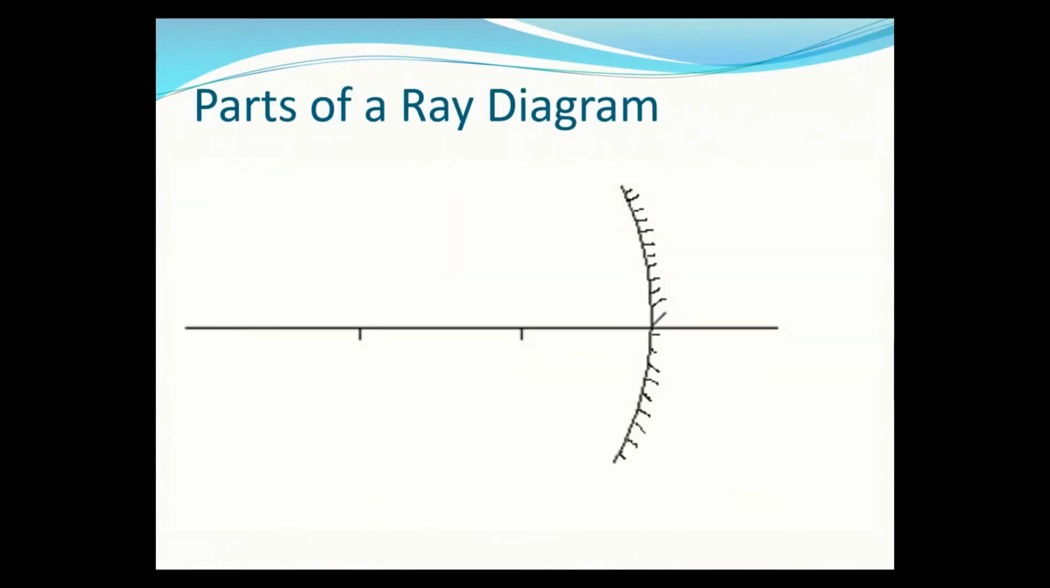So what we're going to learn to do is we're going to learn how to draw ray diagrams. And there's different parts of the ray diagram. So this here is called our principal axis, which is just that horizontal line. This is called our center of curvature, and this is our focal point, and this is our mirror. And then these lines on the mirror here represent the back of the mirror. So this is the shiny side, the front, and this is the back. Okay, and then this point right here is called the vertex.